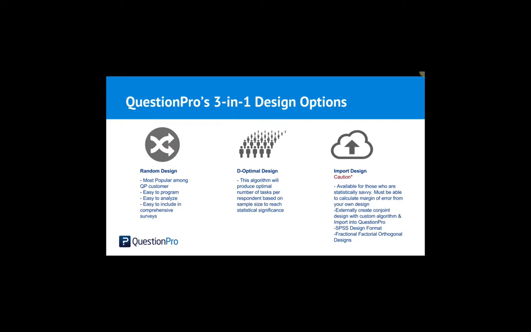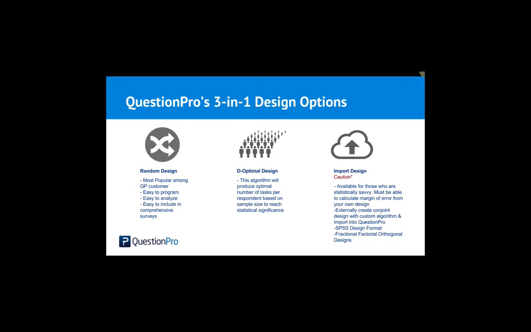The other option we have is the D-optimal design, and this is intended for those that don't have quite a large audience, but they want to know how to get statistically significant data. So this algorithm with D-optimal design will produce the optimal number of tasks per respondent based on the sample size that you have to reach statistically significant data.